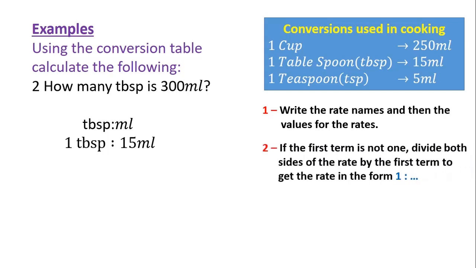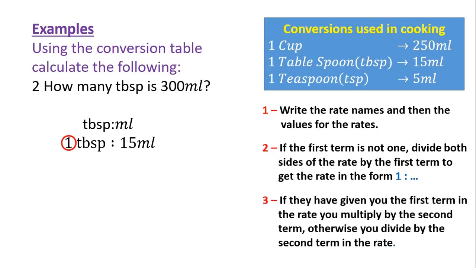Step 2. If the first term is not 1, divide both sides of the rate by the first term to get the rate in the form 1 to something. Well, let's have a look. My first term, it's already 1. I don't have to do step 2, I move straight on to step 3. If they have given you the first term in the rate, you multiply by the second. Otherwise, you divide by the second term in the rate.